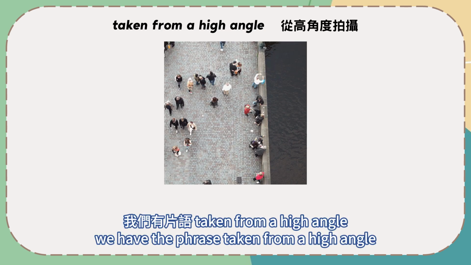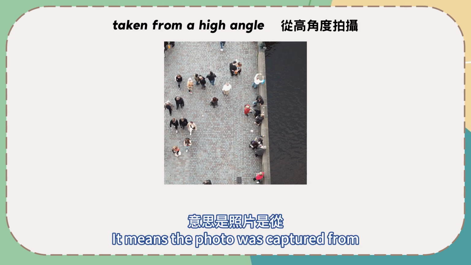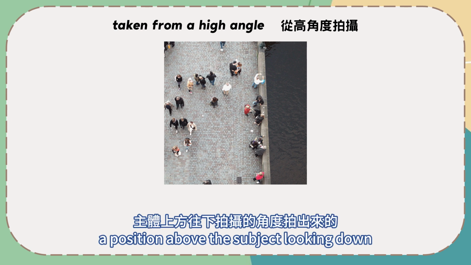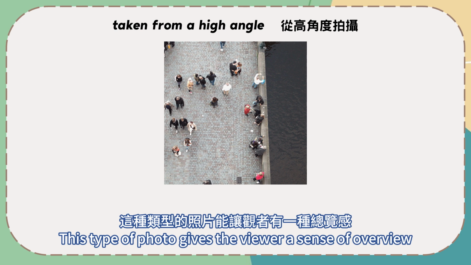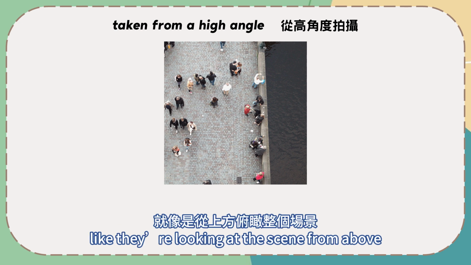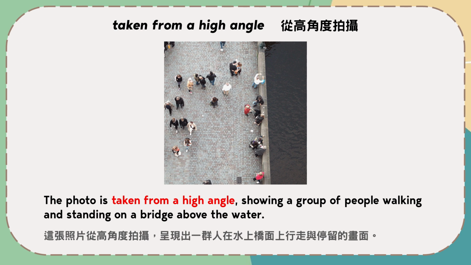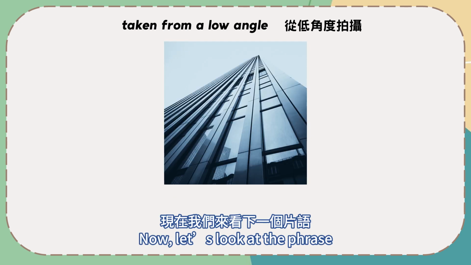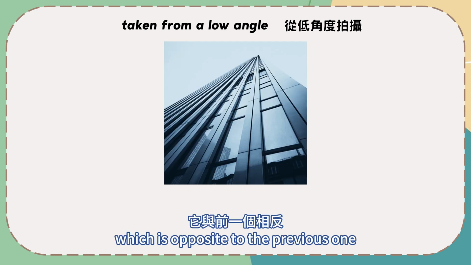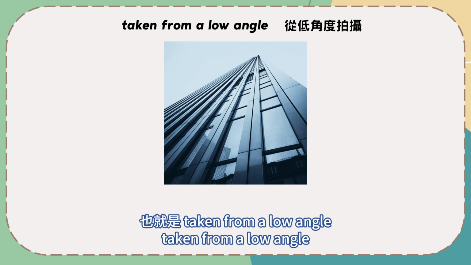Next, we have the phrase taken from a high angle. It means the photo was captured from a position above the subject, looking down. This type of photo gives the viewer a sense of overview, like they are looking at the scene from above, sometimes from a balcony, drone, or tall building. The photo is taken from a high angle, showing a group of people walking and standing on a bridge above the water.